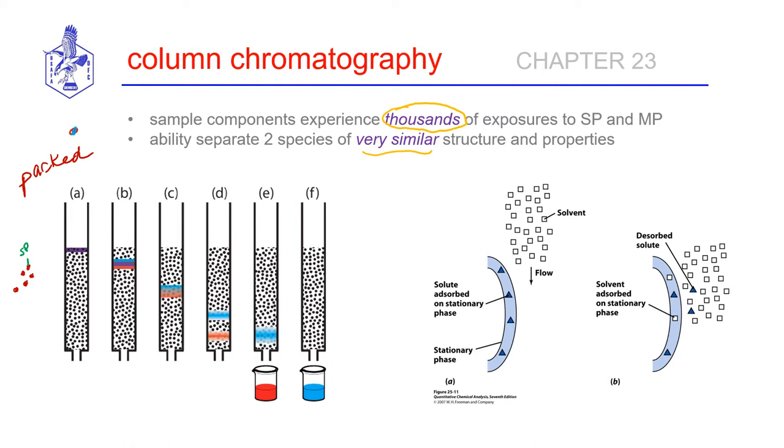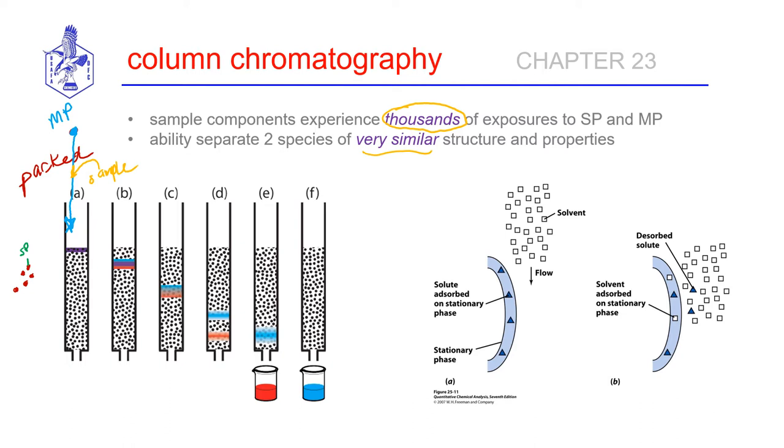Let me do a different color here. The mobile phase is going to flow over our packed column. You know, at some point we will have to introduce our sample into the column.